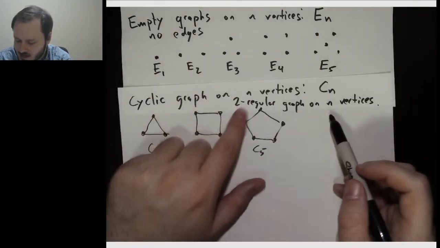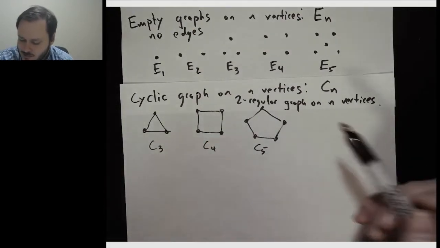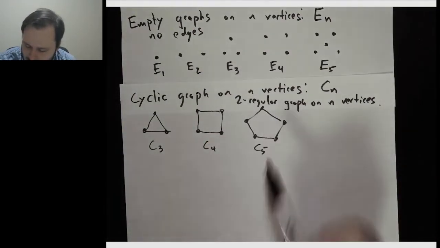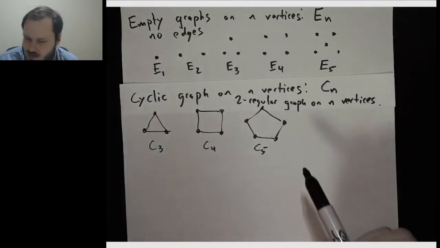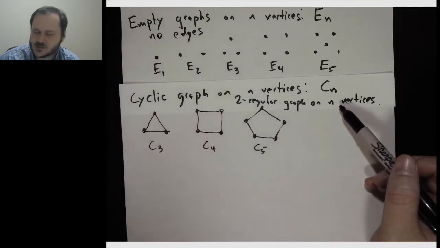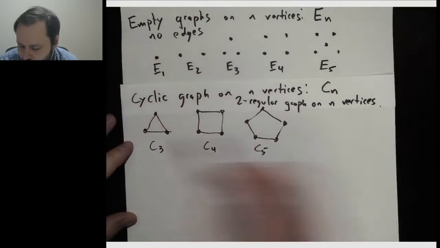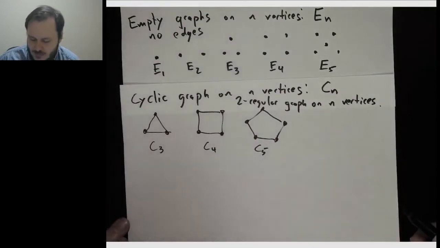There's no handshaking lemma problem here because since I'm two regular, if I add up all of my degrees, I'm going to get 2 times n. 2 times n is always going to be even. So that's going to be okay. I can always make this a cycle.